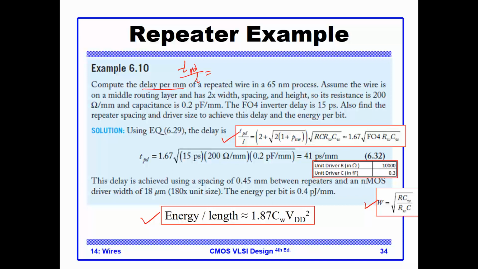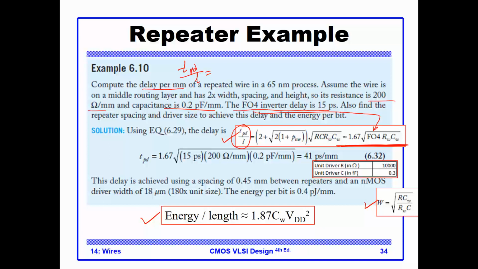Assume that the wire is in the middle of the routing layer, which has 2x width. All of that means that I'm going to have a 200 ohms per millimeter resistance and capacitance of 0.25 picofarad. For the fan-out inverter, assume 15 picosecond. Okay, so the optimum delay per unit length is obtained by evaluating this formula. Notice the FO is 50, FO4 is 15.